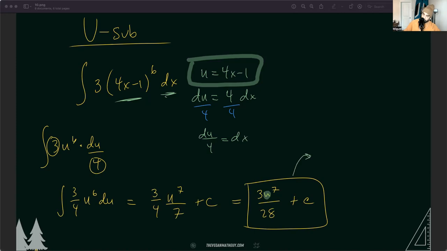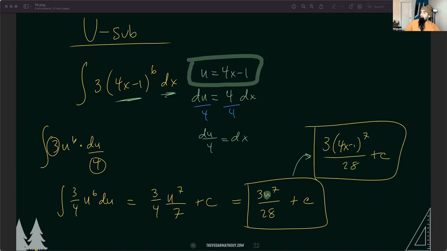So now we have our real solution: 3 parentheses 4x minus 1 to the power of 7 over 28 plus c. If you think back to the example that I gave you at the beginning of this problem, where I said we can just implement the power rule, we were very close to what the answer will look like. But it was missing just a little something. We needed to find the u value, find the du, and then that 4 in the denominator was missing. So that's U-substitution.